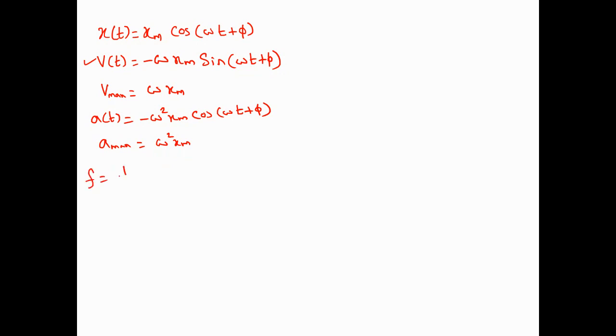And then what is the formula for finding the frequency? Frequency is equal to 1 over time period. What is the relation between angular frequency and linear frequency? Omega is equal to 2 pi f. If you substitute f here, you will get 2 pi over T. So this is also omega.